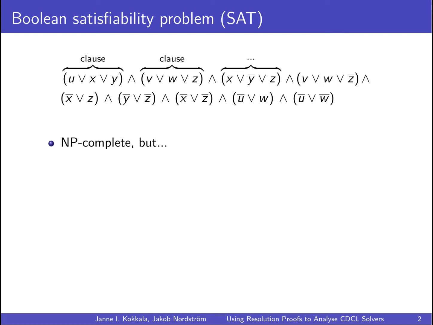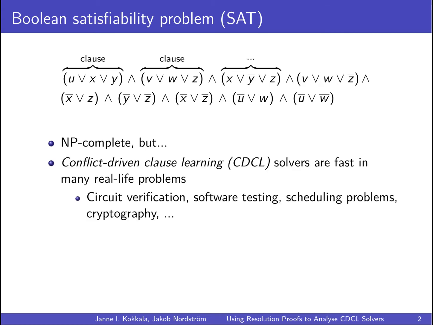So here is an example instance of the SAT problem. We have a Boolean expression in the CNF form where we have a bunch of clauses, and the question is whether we can assign values to the variables so that each clause is satisfied. The problem is NP-complete, and this formulation might sound a bit unnatural, but it actually is often a useful approach because so-called conflict-driven clause learning solvers are just amazingly fast in many real-life instances.